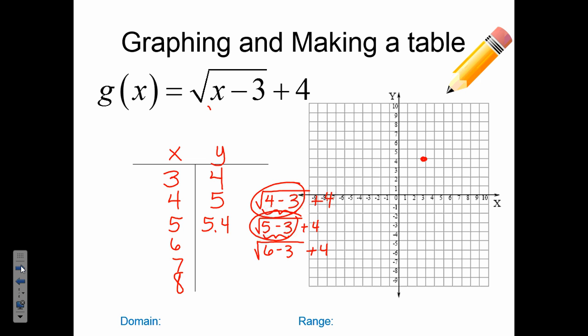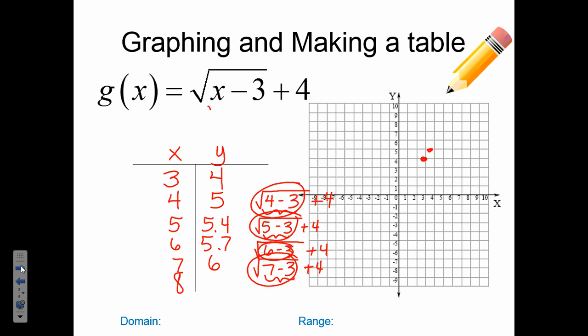Square root, or 6 minus 3 is 3. Square root of 3 is 1.7. Plus 4 makes 5.7. And then I'll plug in 7 here. 7 minus 3 plus 4. 7 minus 3 is 4. Square root of 4 is 2. Plus 4 makes 6. I think you get the idea. So we can go ahead and continue plugging in these XY values if we want to, or I'll just sketch what we have now and see what kind of shape we have.